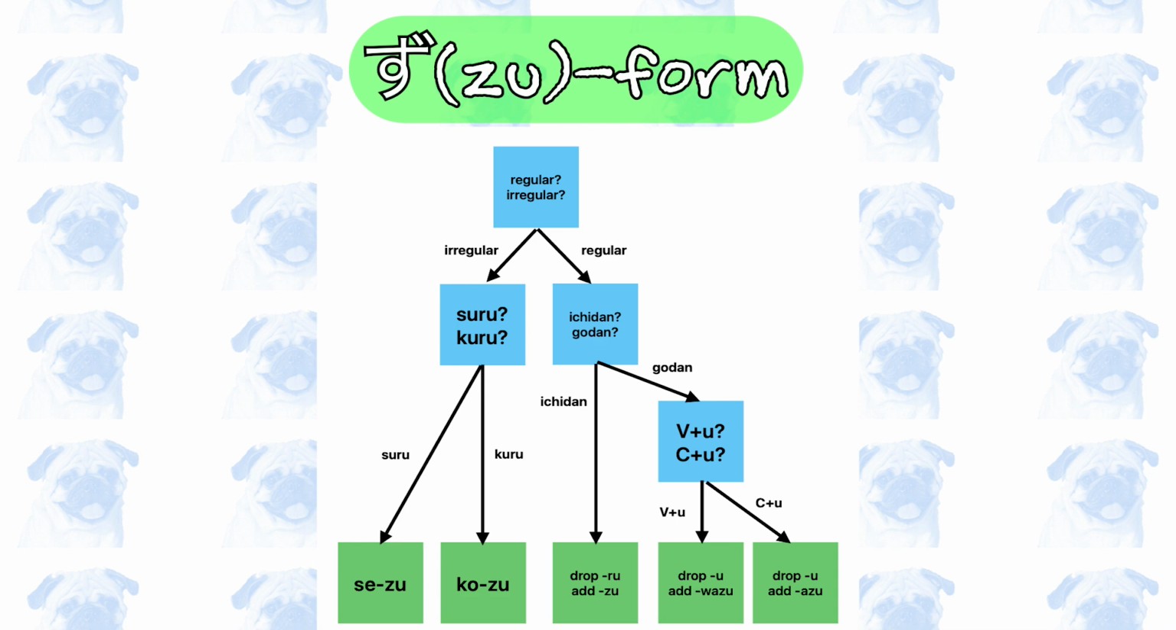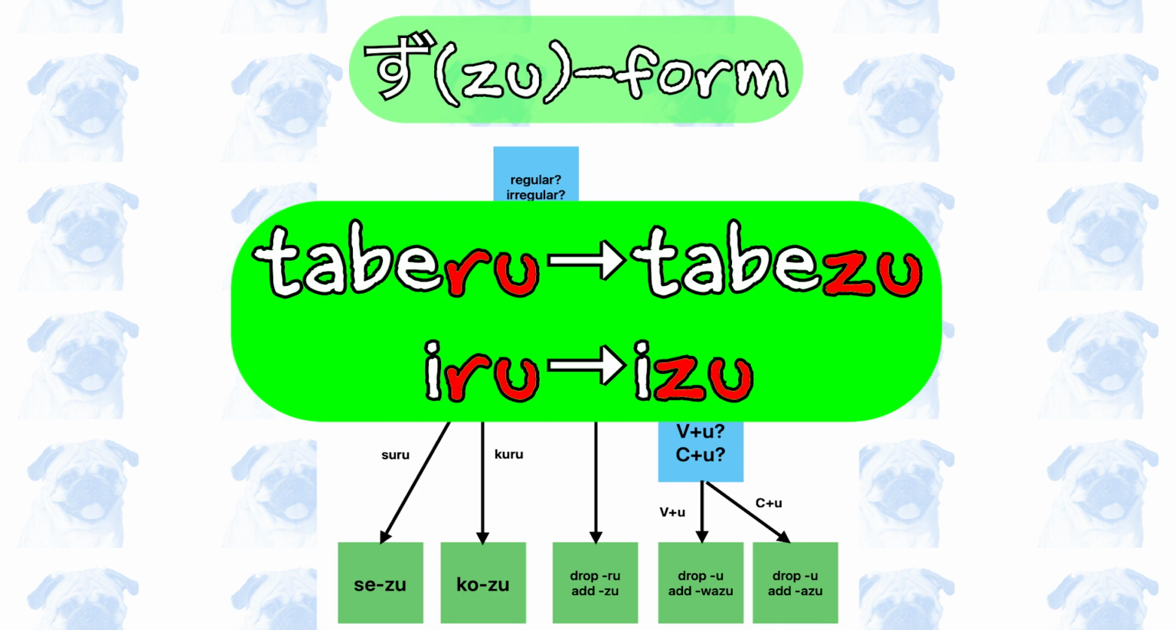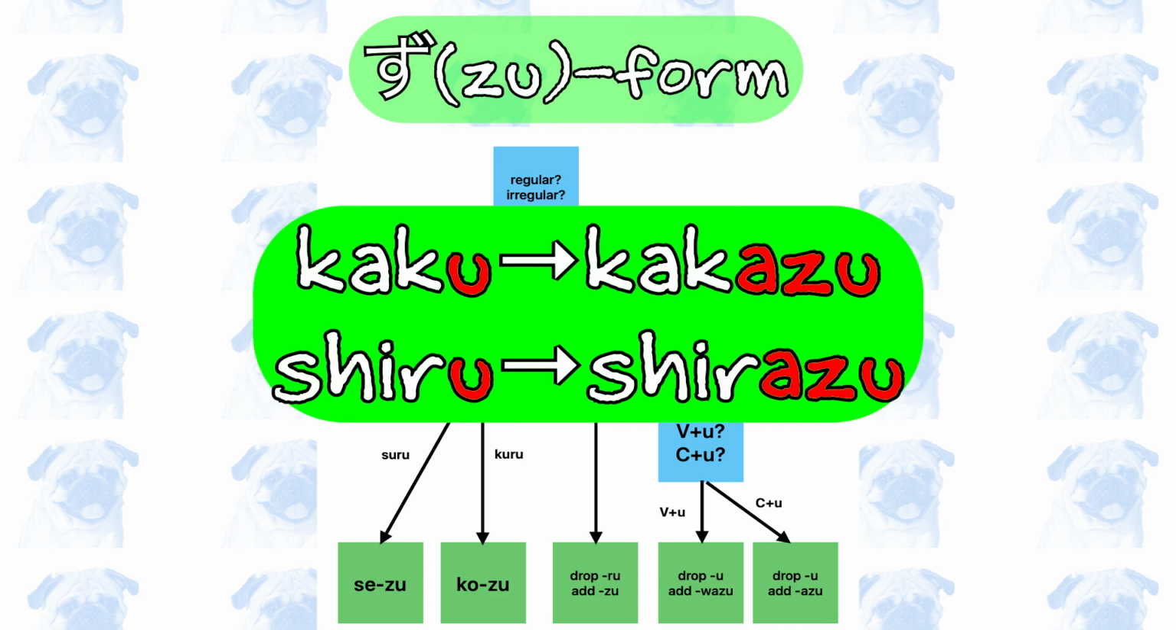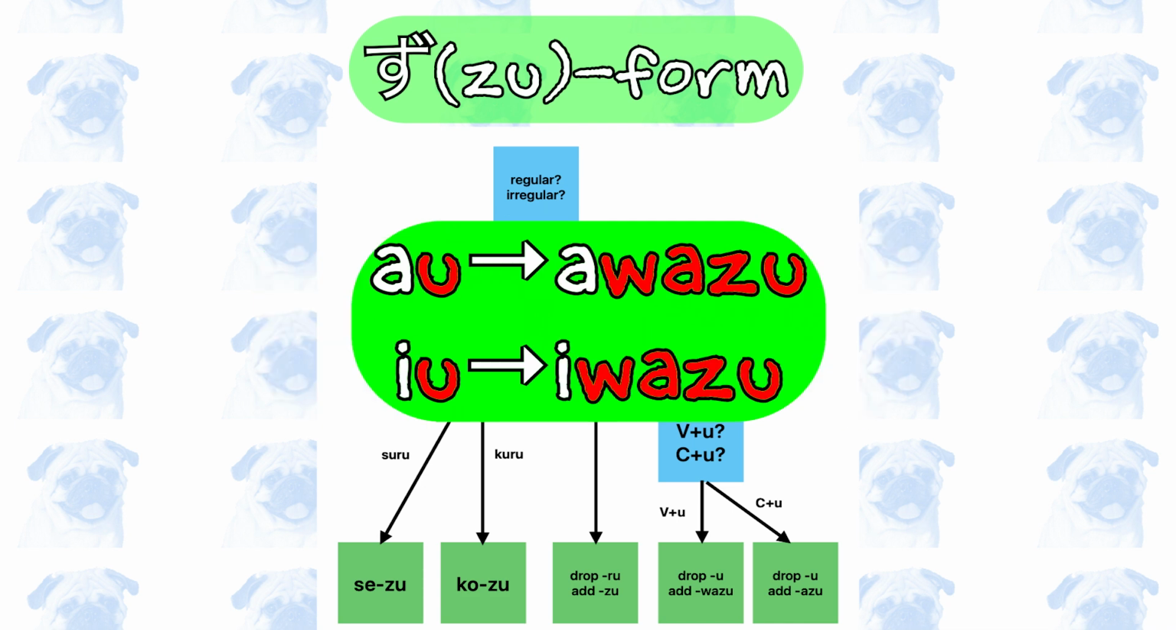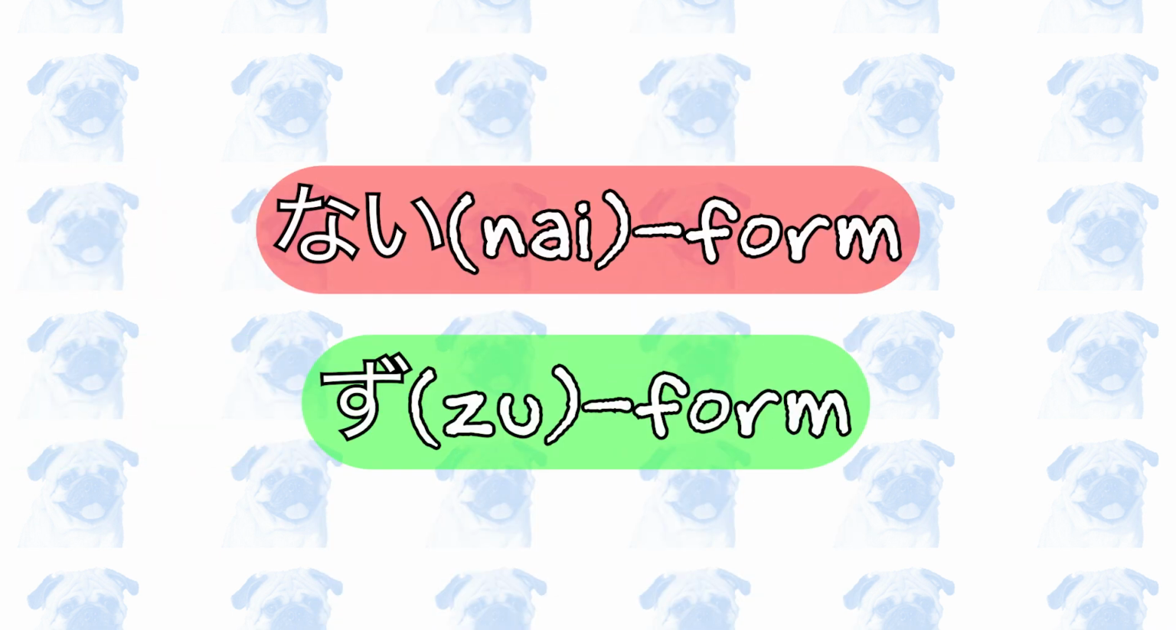Now, the ず form is almost identical to the ない form. The difference lies only in the conjugation of する, to do. In the ない form, する becomes しない, whereas in the ず form, する becomes せず. The rest is the same. Hence, 食べる 食べず, いる いず, 書く 書かず, 知る 知らず, 会う 会わず, 言う 言わず.